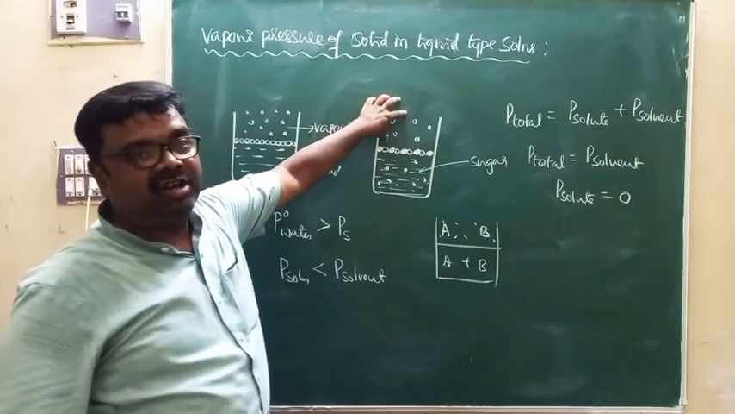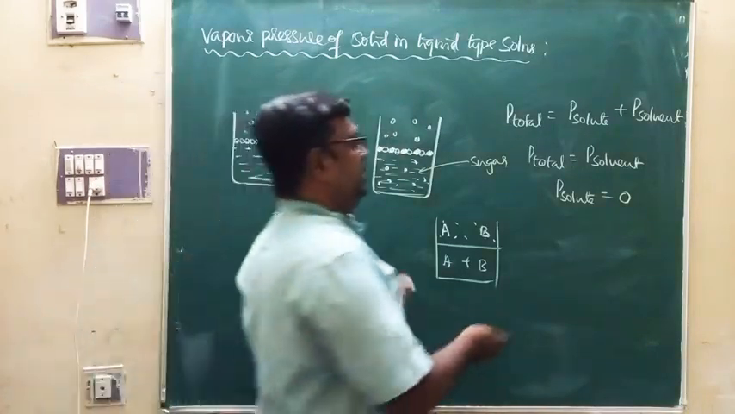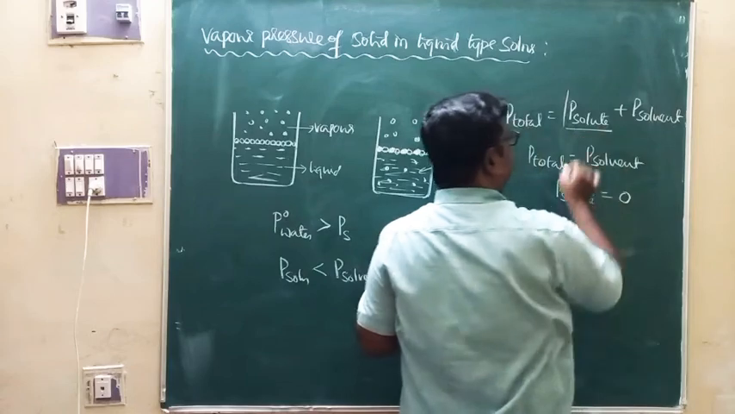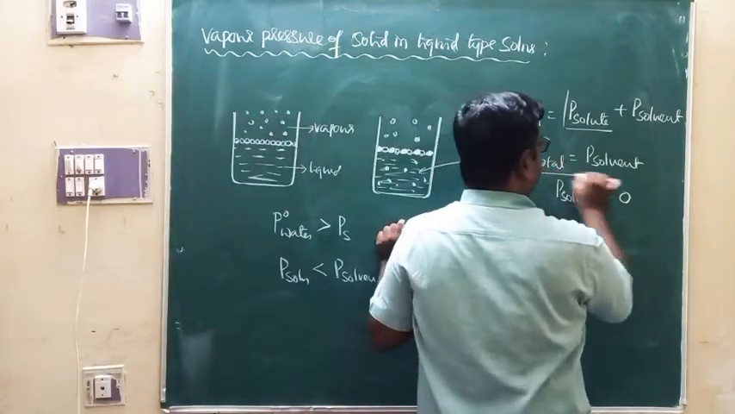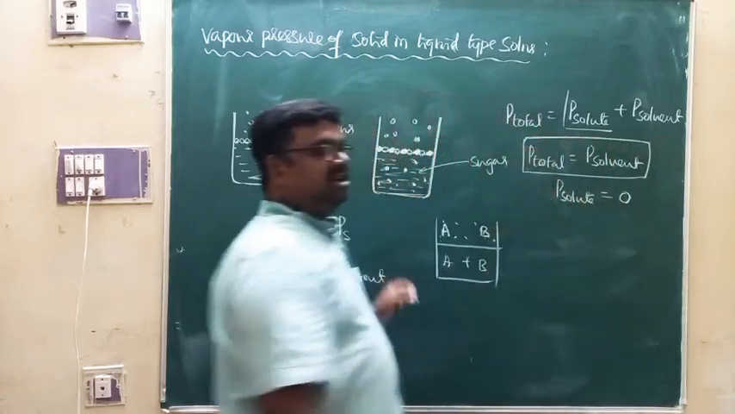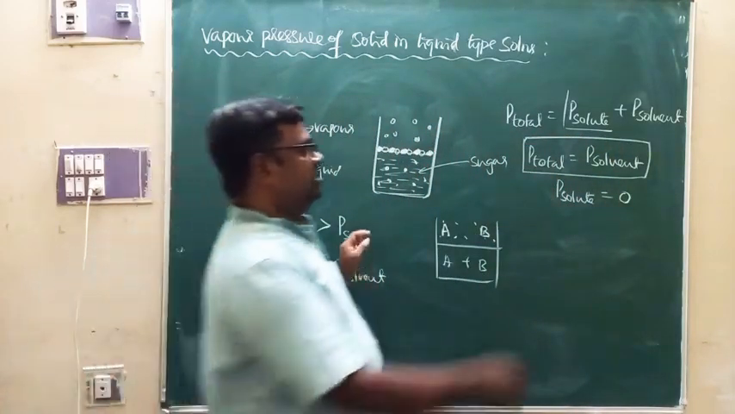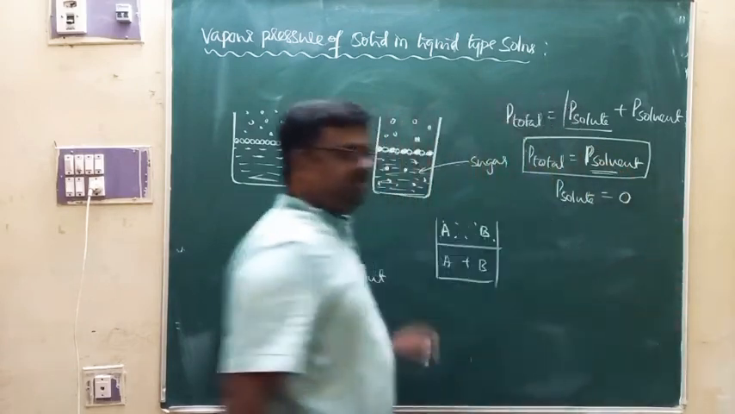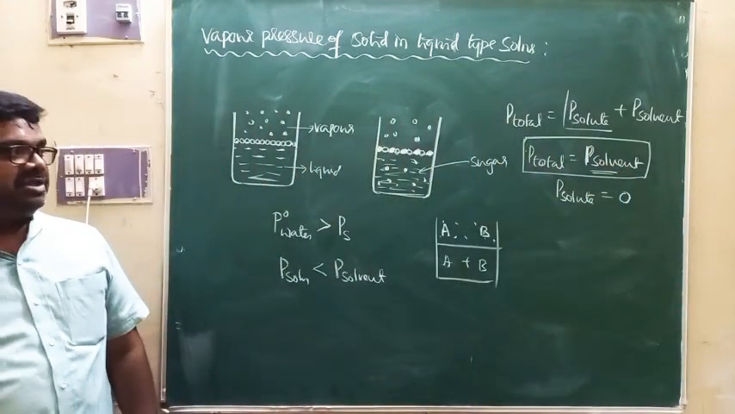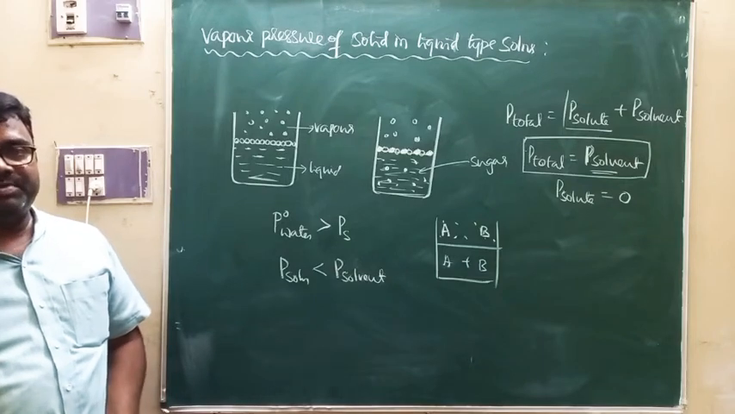We find only solvent molecules. Therefore, the contribution of the solute particles to the vapor pressure of solution is taken as 0. Therefore, in the case of solutions prepared by mixing a non-volatile solute in a liquid, the total vapor pressure of the solution is equal to the vapor pressure of the solvent itself.